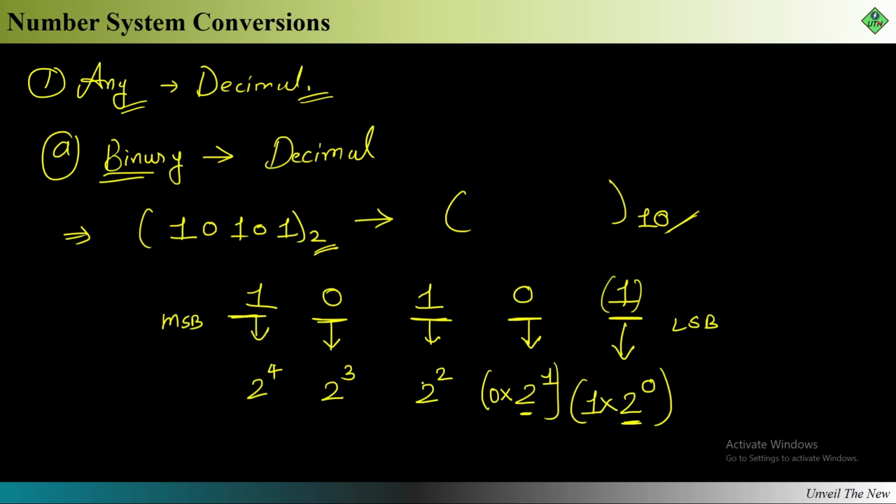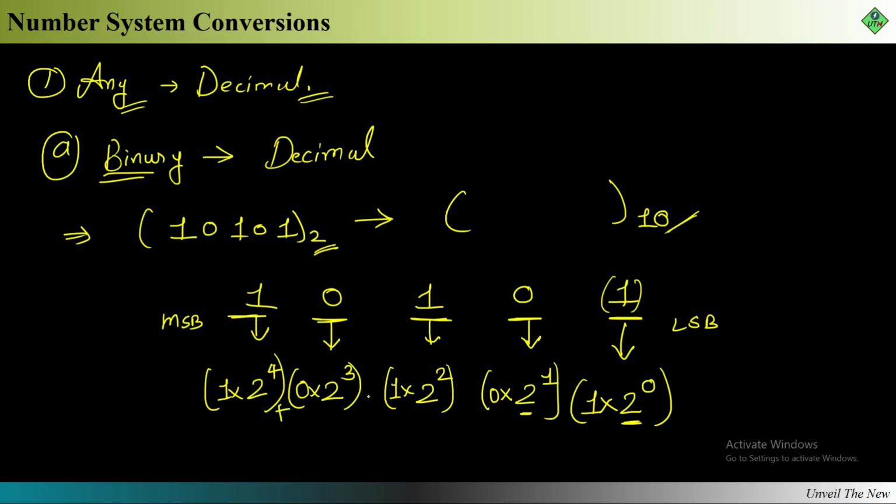Now we have 2^2. The digit that has the weight 2^2 is 1, so we will multiply it by 1. Similarly, here 2^3 is represented by 0, so we will multiply it by 0. And finally, we have 1 for 2^4, so we will multiply it with 1.